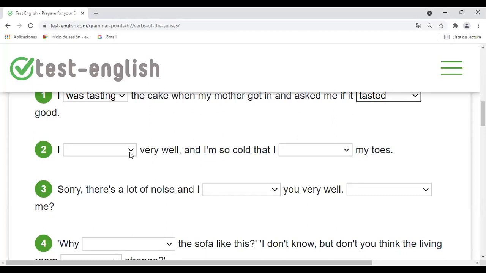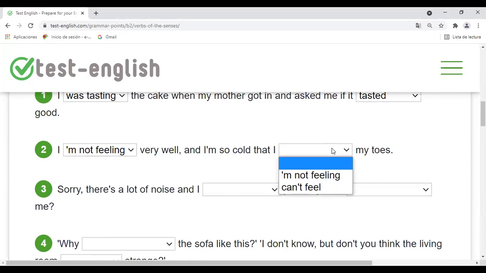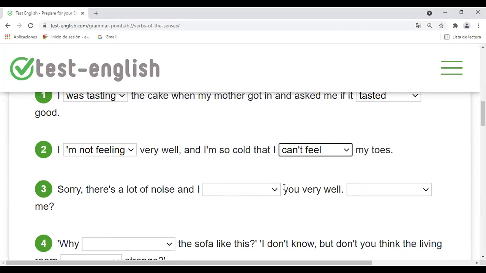So we have number 2, I very well, and I'm so cold that I my toes. So your choices are I'm not feeling or I can't feel. I can't feel. Perfect, guys. Excellent. And the second sentence, you have to choose I'm not feeling or I can't feel. I can't feel. Perfect. Excellent. And then we have number 3.